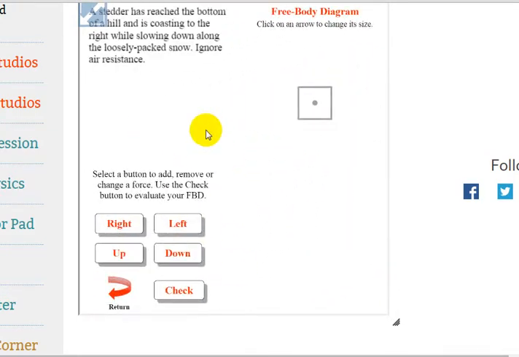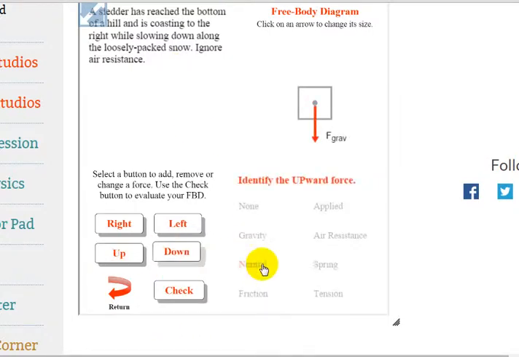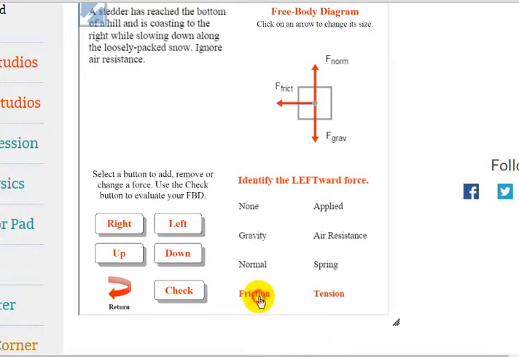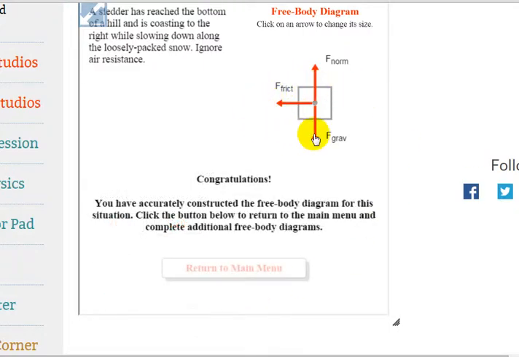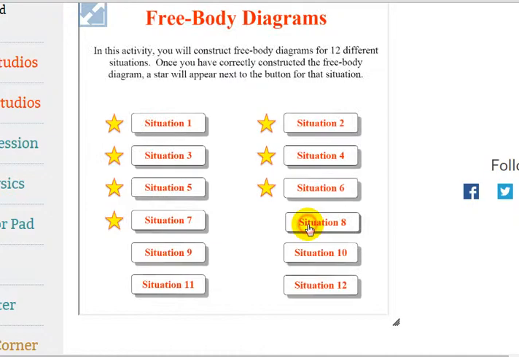Situation 7, a sledder has reached the bottom of the hill and is coasting to the right while slowing down on loosely packed snow. Ignore air resistance. So we have gravity for sure. It's on the surface of the snow, so we have a normal force. Now it's moving to the right and it's slowing down, so there's no applied force on it. So of course, what's causing something to slow down that's already moving? Friction. So you can see the unbalanced force is working against you, which causes it to slow down and go to a stop. It's very similar to that bobsled or that sledder interactive that you did earlier on.